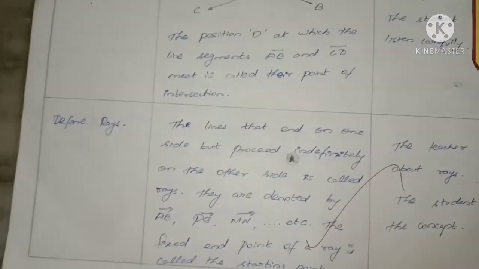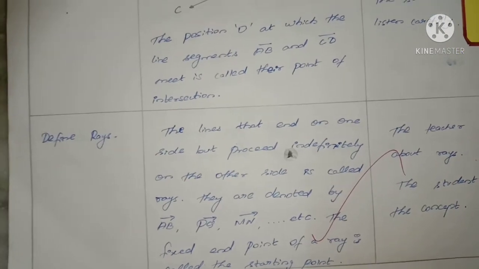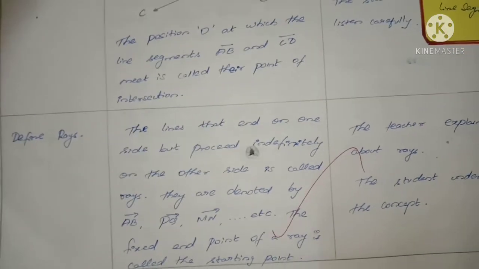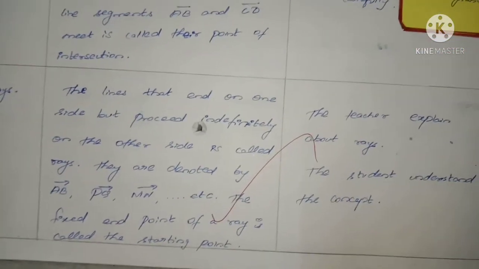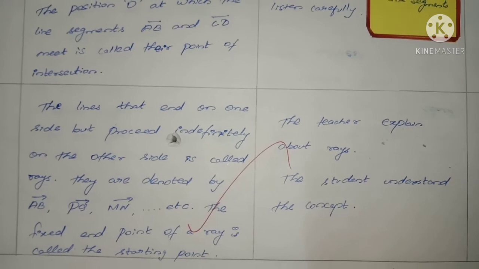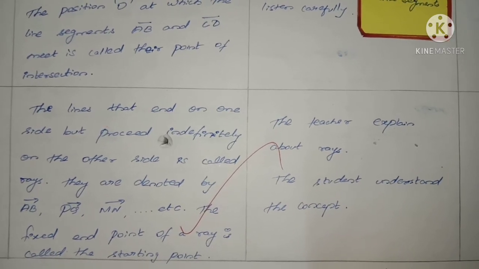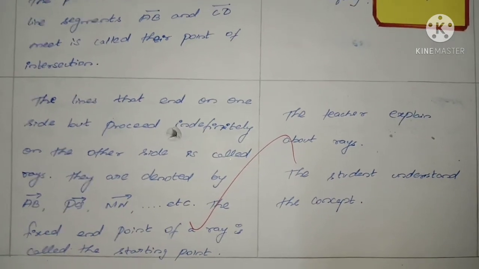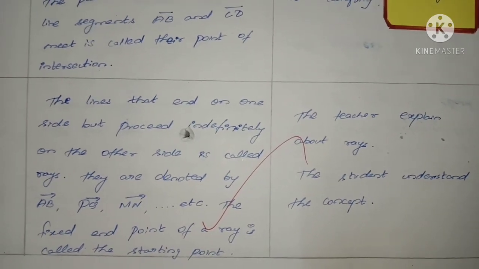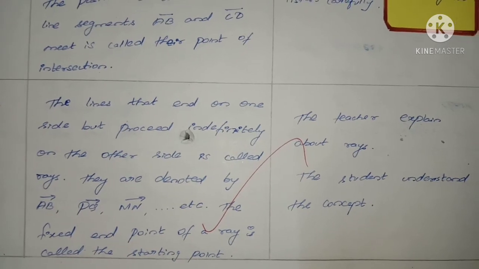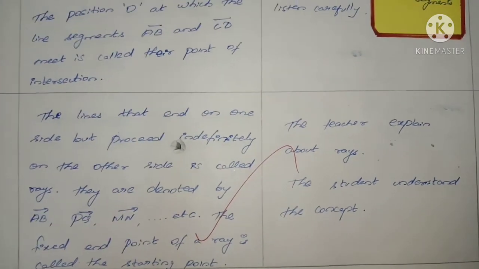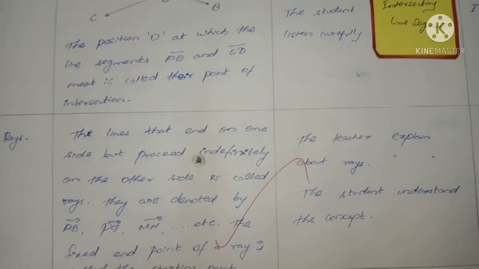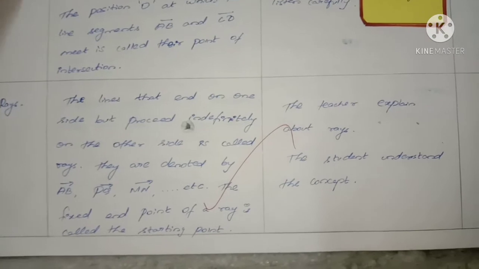In the next row, first box, define rays. Second box, the lines that end on one side but proceed indefinitely on the other side are called rays. They are denoted by AB, PQ, MN, etc. The fixed end point of the ray is called the starting point.